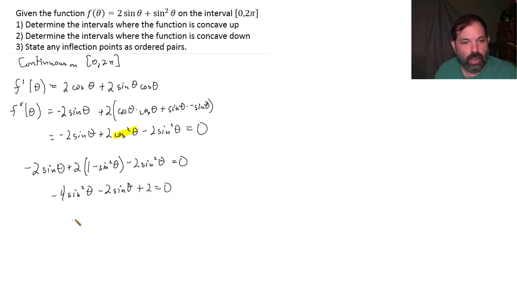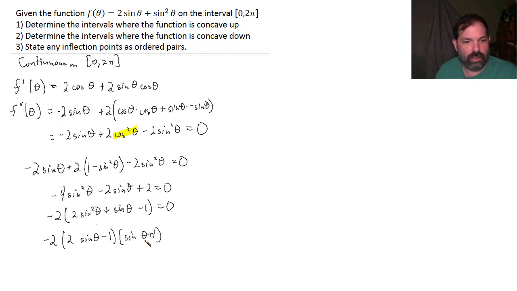So let's see, that would be negative 2 times 2 sine squared theta plus sine theta minus 1 is 0. And I think that'll factor. Negative 2, let's put 2 sine theta here and a sine theta here. And if we put a plus 1 here and a minus 1 here, let's see, 2 sine theta times sine theta, there's the 2 sine squared theta, the outers. 2 sine theta times 1, that's 2 sine theta minus sine theta, that works, minus 1.